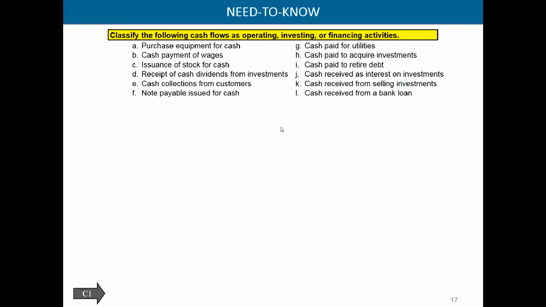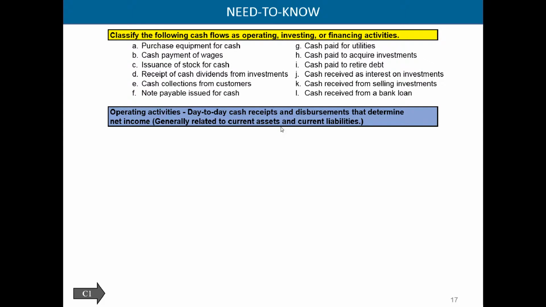Let's just look at this one little practice problem I need to know on classifying cash flows between operating, investing, or financing activities. So you see a few different things here, like purchasing equipment, cash payment of wages, issuance of stock for cash. Let's kind of see if we can go through these, right?